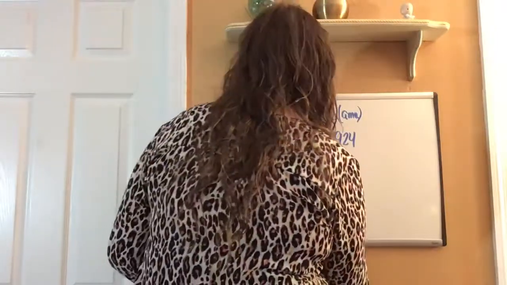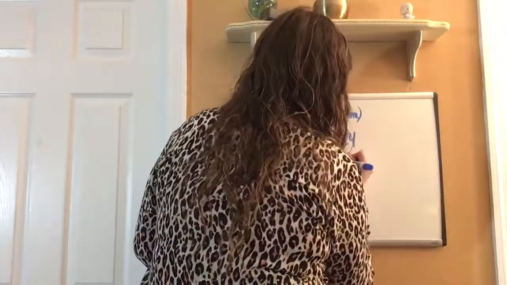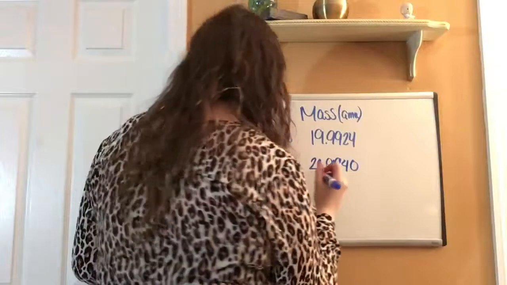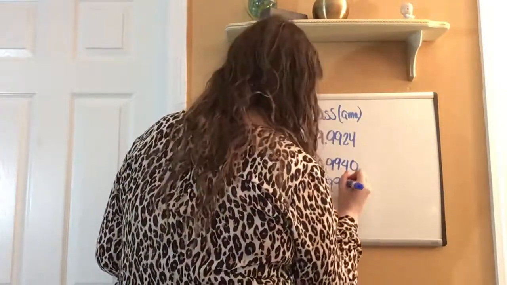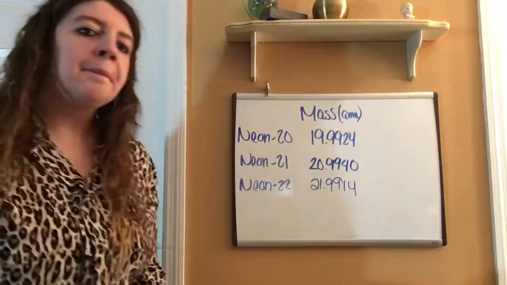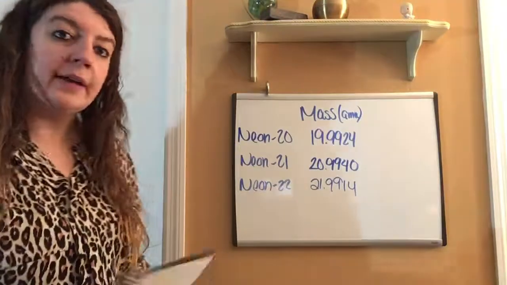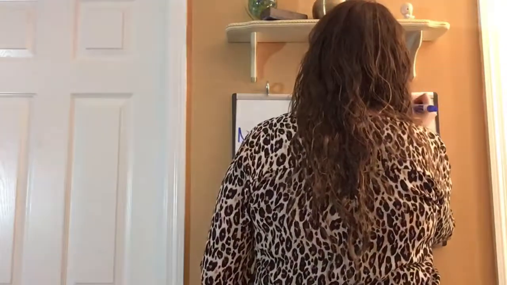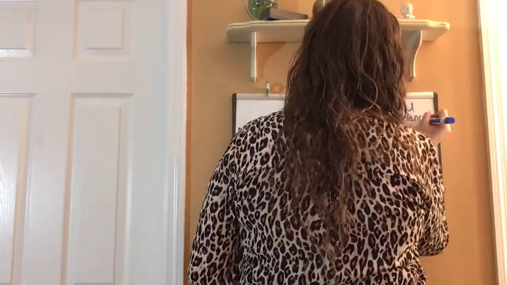Okay? Next one, for neon-21, is going to be 20.9940. And then for neon-22, it is going to be 21.9914. Okay? So that's the atomic mass that we're going to be using for this. We're going to talk about the natural abundance for each of these, and this will be expressed as a percent.